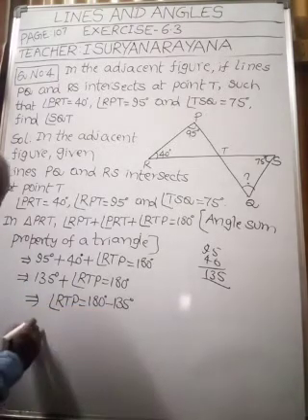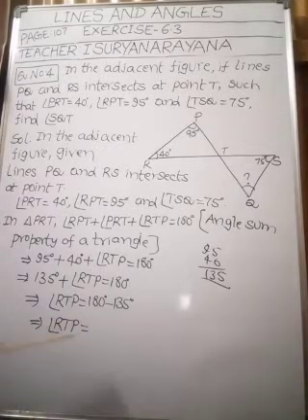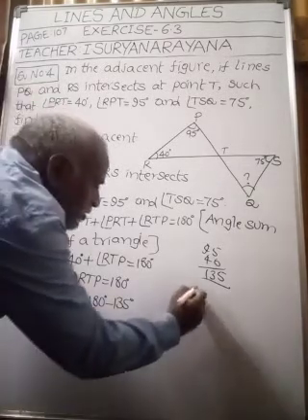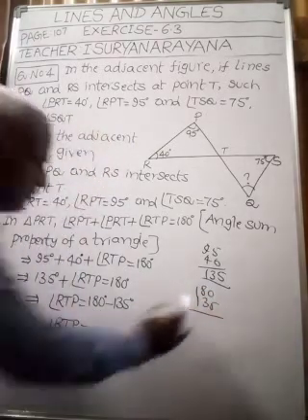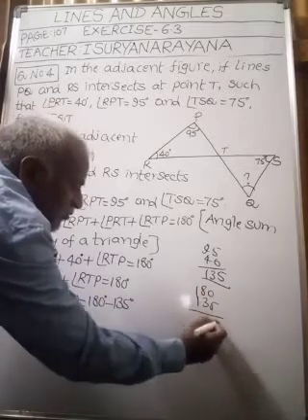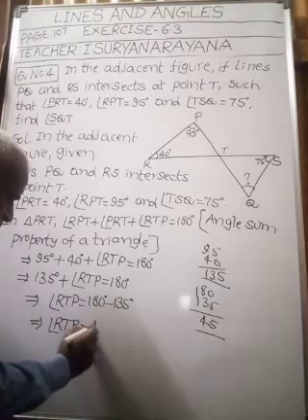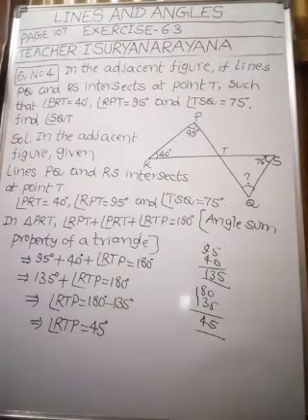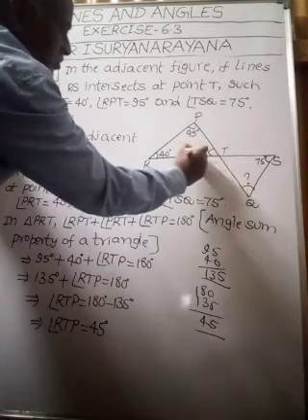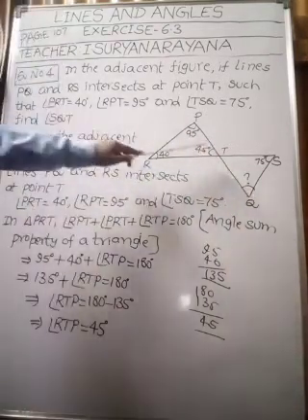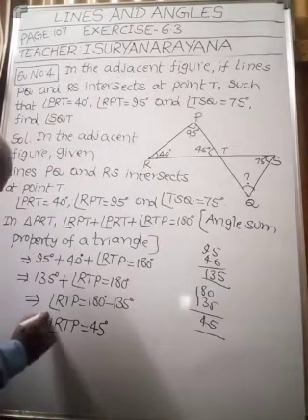Right. This implies angle RTP is equal to 180 degrees minus 135. By subtraction, 45 degrees. So angle RTP, this angle, we got the measurement of this angle. Understood this step, my children? Right.